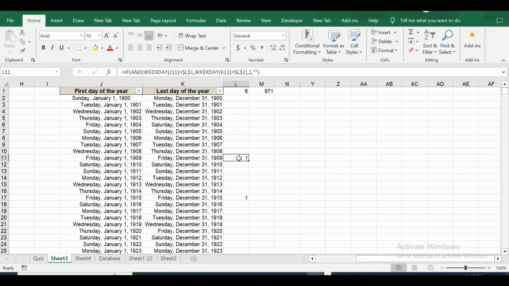This was an interesting game we have played, in which we learned how to use the weekday function. Weekday comes up with a number for the day: starting with 1 for Sunday, 2 for Monday, like this, until 7 is for Saturday. Let's see Saturday again: 870 years start with Saturday and end on Saturday as well.